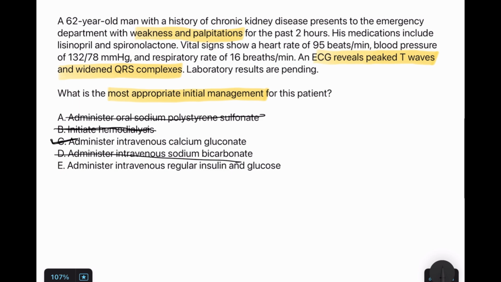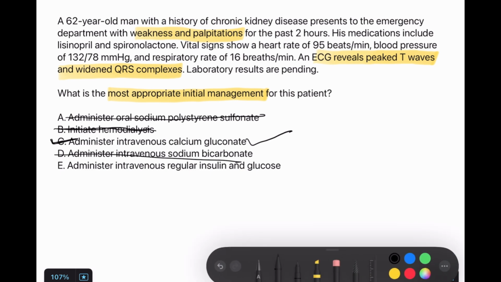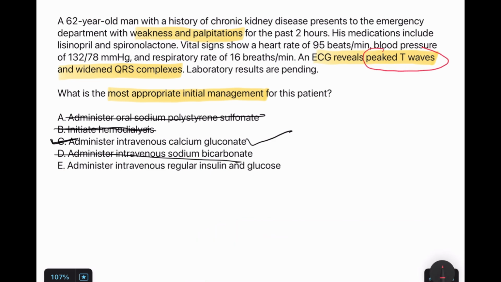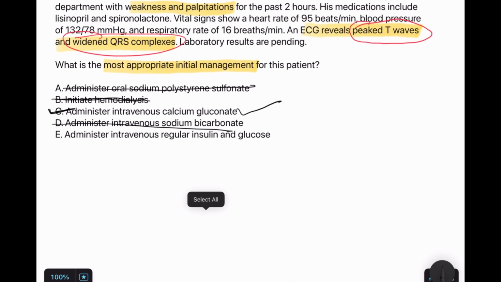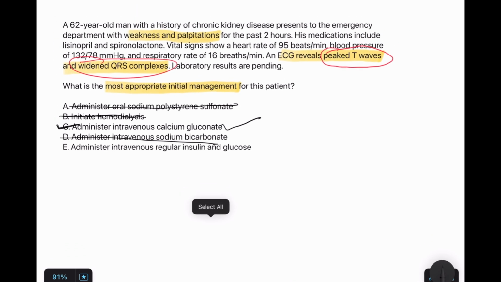And this is the right answer. Administer him the intravenous calcium gluconate. And why is this the right answer? The gist and the catch is here in the peaked T waves and widened QRS complex. This is where the examiner has given the clue. So basically this patient has hyperkalemia.